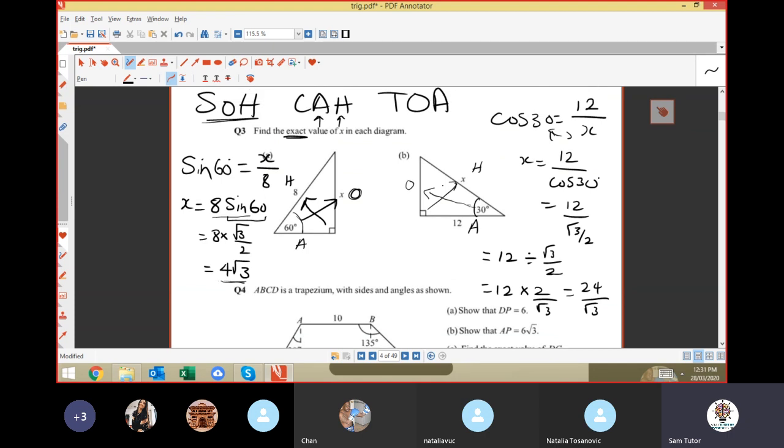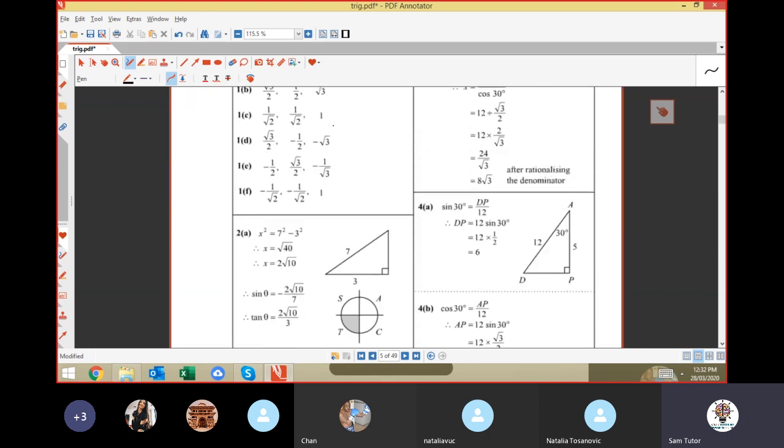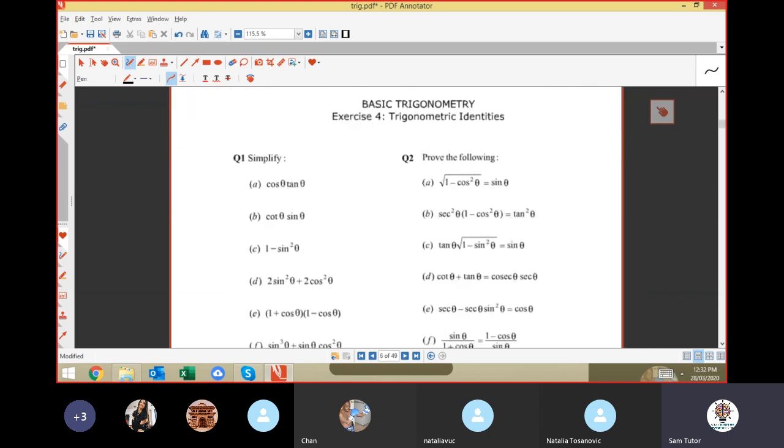All right, let's go up. Any questions with that one? No. Anybody else? Any questions? Okay. You'll get this booklet with the worked solutions, like I keep saying. All right, so that's the exact values done.